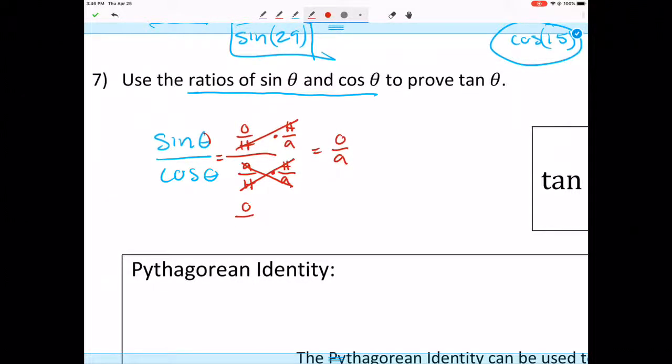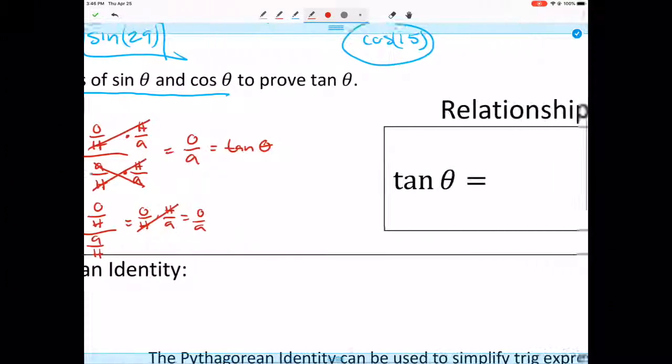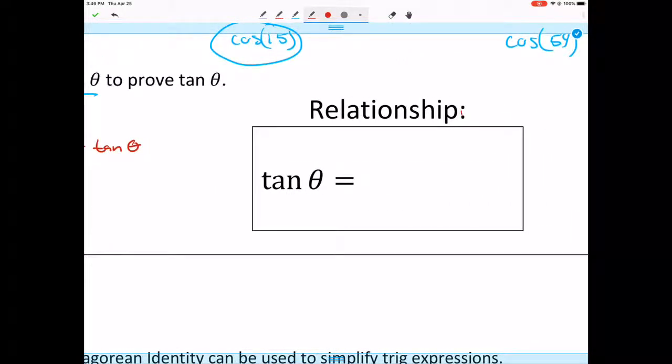Okay. You've also had problems perhaps where you just flipped the denominator and brought it to the top. So that could be the same thing as opposite over hypotenuse times hypotenuse over adjacent. Okay, that would cancel, get opposite over adjacent. You get the same thing. Okay, and what do we know about opposite over adjacent? Well, that is tangent of theta. Okay, so our relationship here, tangent of theta is equal to sine of theta divided by cosine of theta.